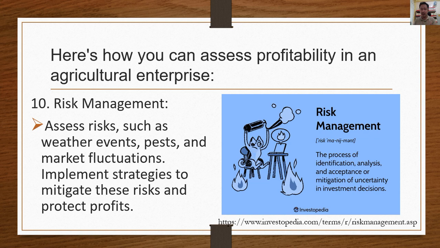We cannot guarantee. So when you assess the risk, such as weather events, we don't know when the typhoons will hit. Pests, we really don't know what month, what date this pest infestation will happen, and also the market fluctuation. Especially the demand and supply, agricultural commodities are very volatile in terms of price. So implement strategies to mitigate this risk to protect your profit. So you need to have forecasting as well to anticipate.